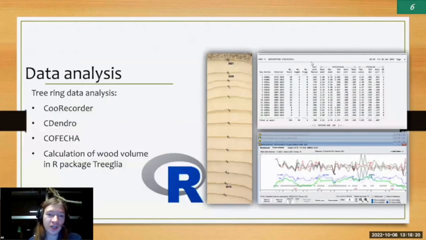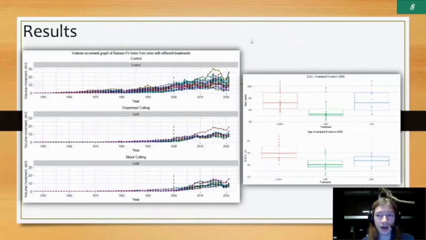The chronological analysis was done in standard software such as QRecorder, Seed and Draw. Cross-dating was done in Cofecha. And the calculation of wood volume from wood cookies was performed in R package Triglia. And here are the results.